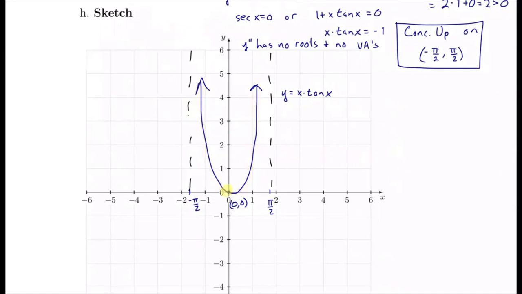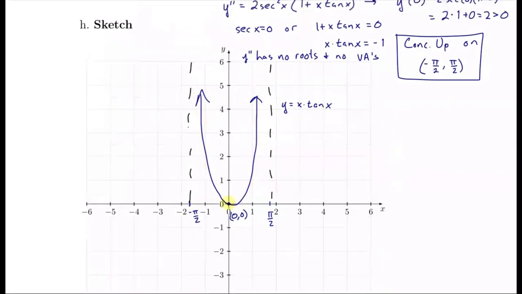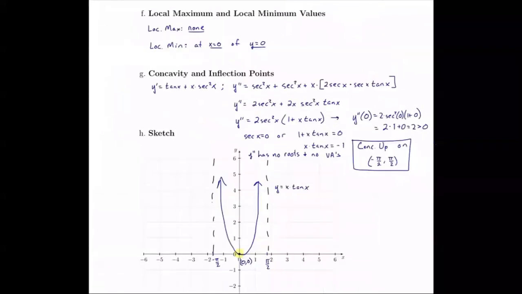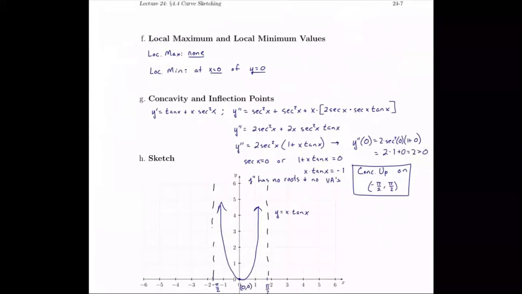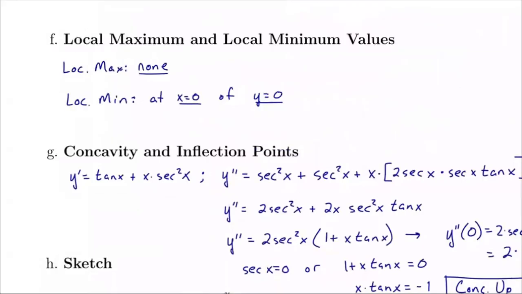We know the point (0, 0) is on this curve. Not only do we know it's an intercept, but we also know that it's a local minimum. We've already pointed that out. X equals 0, y equals 0. So maybe I add a little bit more detail up above. This is maybe better written as the point (0, 0) is our local minimum.